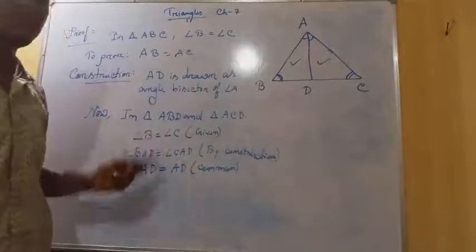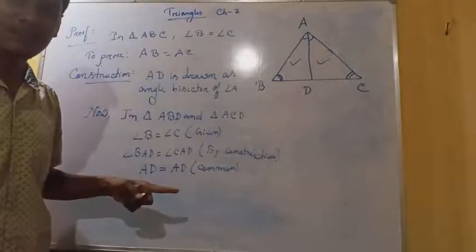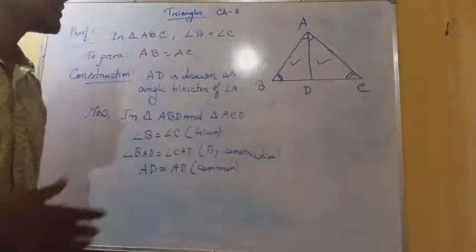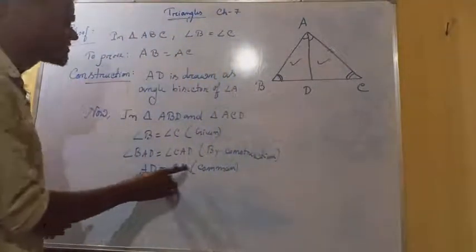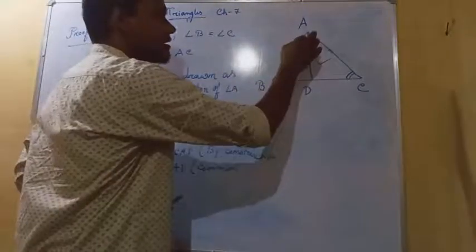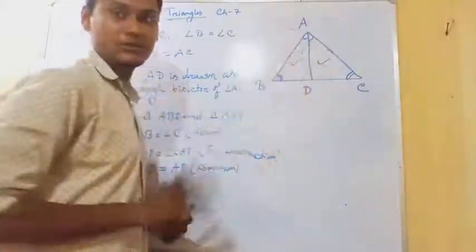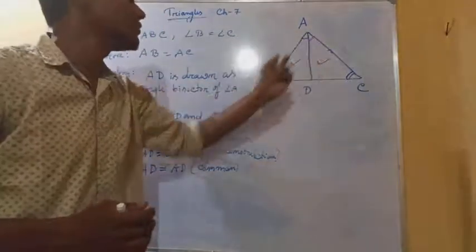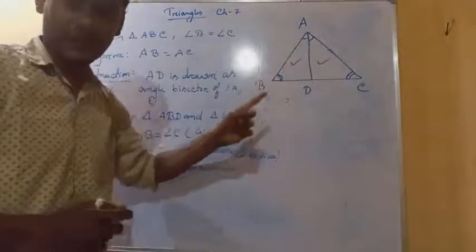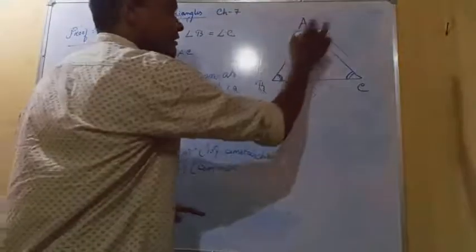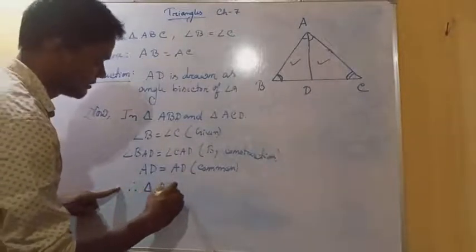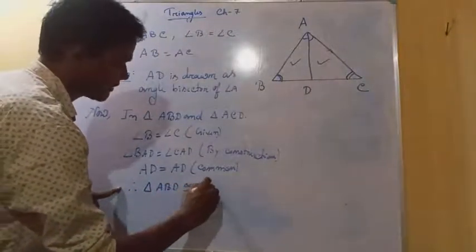Now three data are fulfilled: two angles along with one side. In the earlier case, the side was included in between the two, side angle side. Here, what is the rule? Side is not included in between the two angles. AD is not in between the two angles. That's why the rule I have used here is angle side. So therefore, I can write triangle ABD is congruent with triangle ACD.